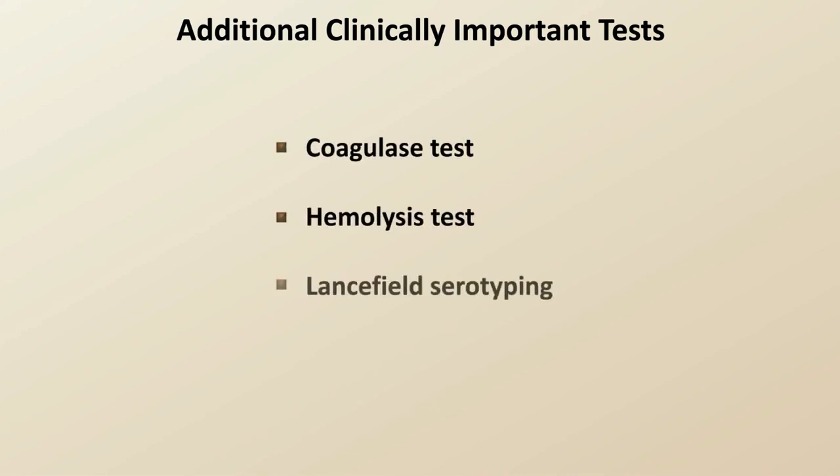There are a large number of additional tests used in complex algorithms to further distinguish clinically relevant bacterial species. Luckily, when it comes to acute bacterial infections in humans, there are only 4 tests that are referred to outside of the microbiology lab. They are the coagulase test, the hemolysis test, Lancefield serotyping, and the ability of some bacteria to ferment lactose. I'll talk briefly about each.